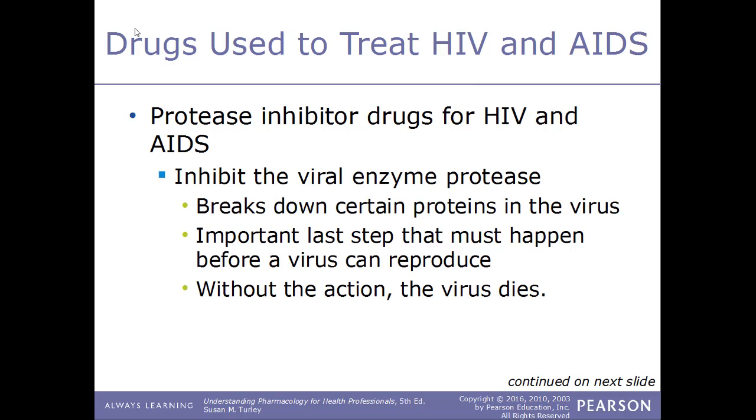Another type of drug that could be used are protease inhibitors, and these will inhibit the viral enzyme protease. And protease is the enzyme that will normally break down proteins in the virus to help reassemble the virus before it can be released from the host cell. So this is an important last step that must happen before the virus can be fully reproduced. So without protease being available to function properly, the virus can't replicate, and then the virus will die.